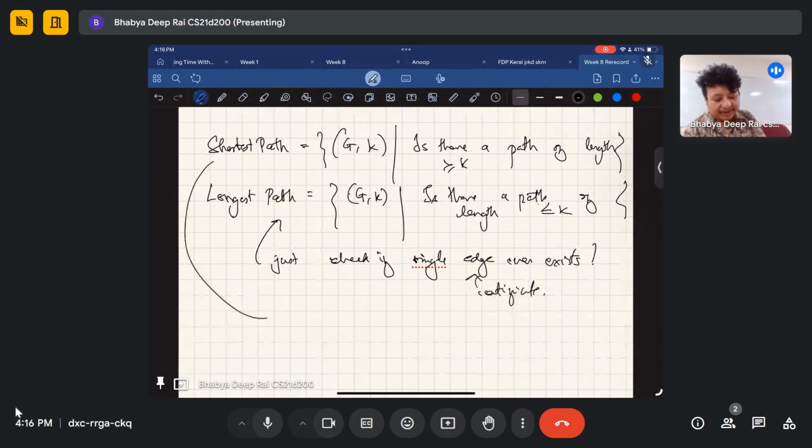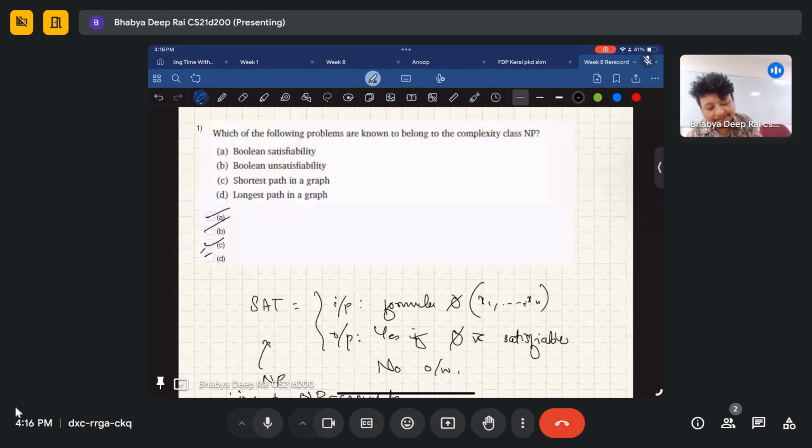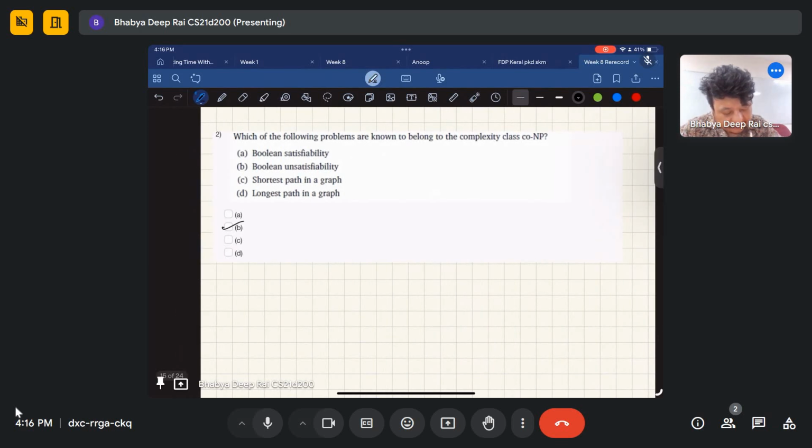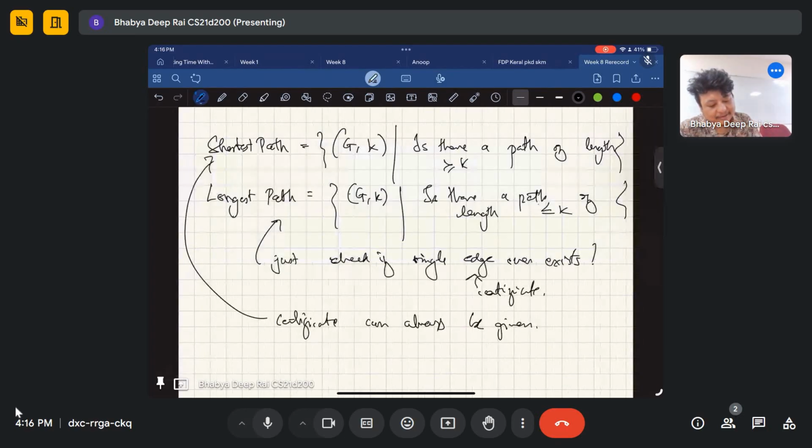Now, what about shortest path? Well, you can always give a certificate. So both of them are in NP. Sorry, Boolean unsatisfiable should not be there. Boolean unsatisfiable cannot. Okay. So that is done. Now, which of the problems are known to belong to the complexity class coNP? Well, Boolean unsatisfiability. Longest path also. Why? Because longest path is in P, we said.